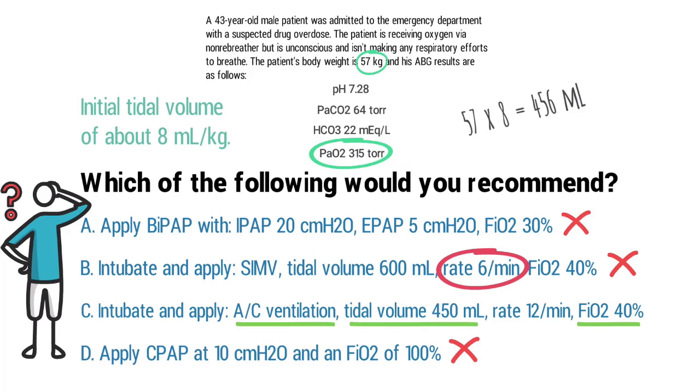In general, an FiO2 of 40% is a good starting point, and we can continue to monitor the patient and reassess at a later time. So by breaking down the question and going through all the data that was given, we can determine that the correct answer has to be C. Intubate and apply assist control ventilation with a tidal volume of 450 milliliters, a rate of 12 breaths per minute, and an FiO2 of 40%.